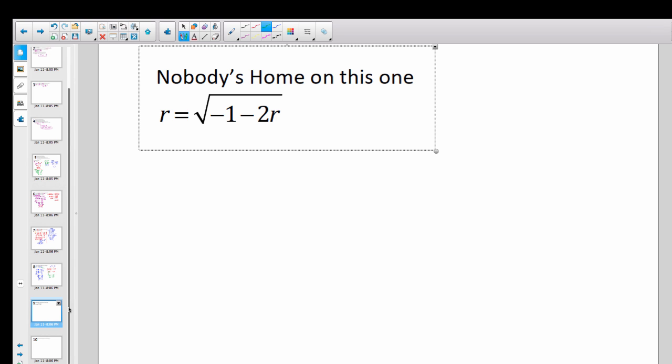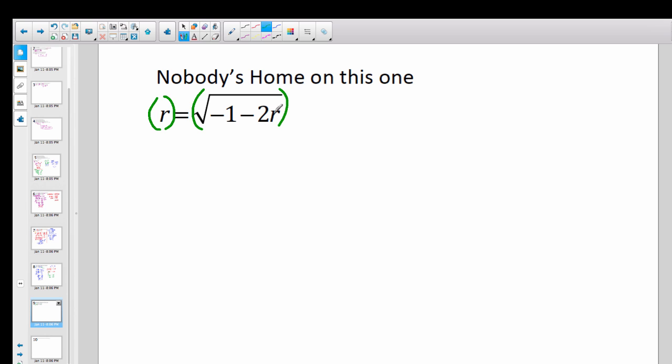Okay, this is the nobody's home example. Let's see what happens here. Square both sides. r squared is equal to -1 minus 2r. Again, I see a squared, right? So let's set this equal to 0 and factor. I'll do that again in one step. I'll just add 1, and I'll add 2r to both sides.